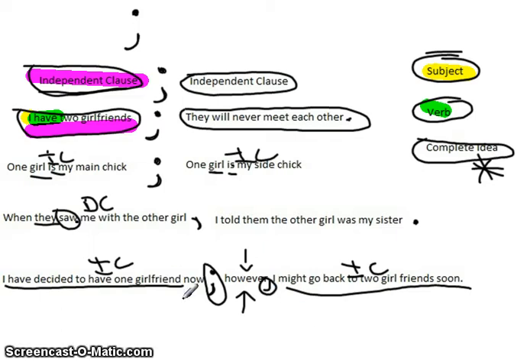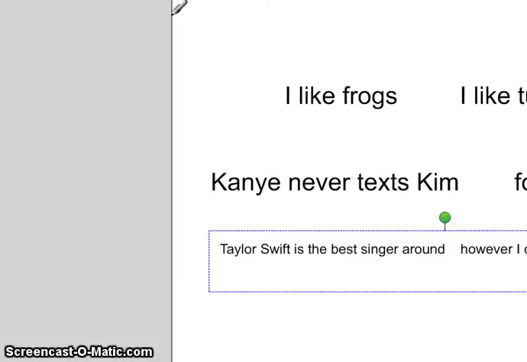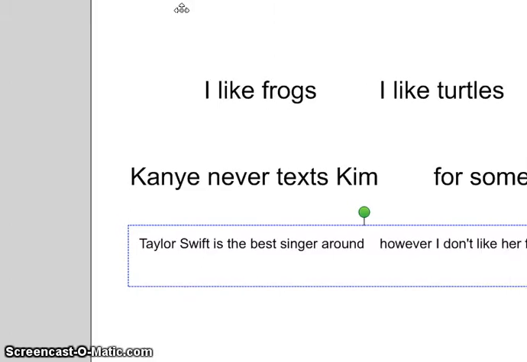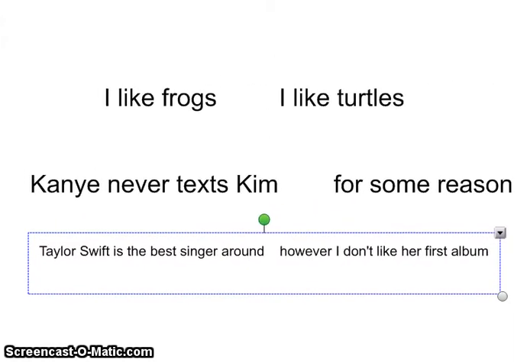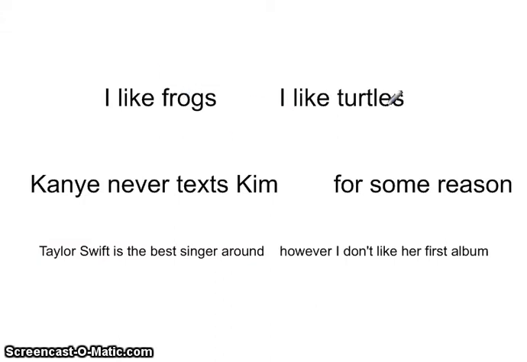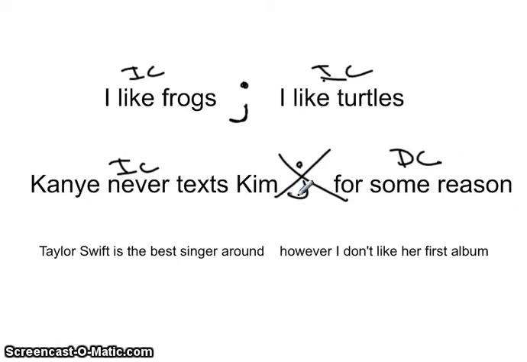So let's take a couple of examples here. I like frogs, I like turtles. First thing you ask yourself, independent clause, independent clause. So what am I going to put in between that? Excellent, a semicolon. Kanye never texts Kim. That's an independent clause. For some reason, that is a dependent clause. So it looks like maybe I'd want that semicolon, but see how I have that independent and then a dependent? That means that that is not a semicolon.